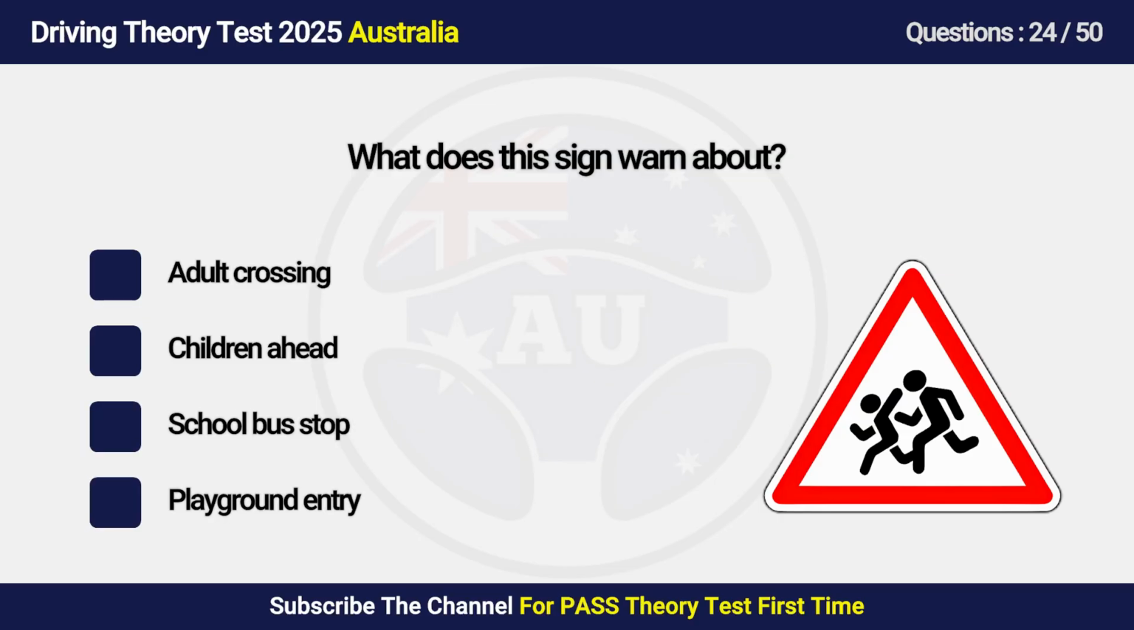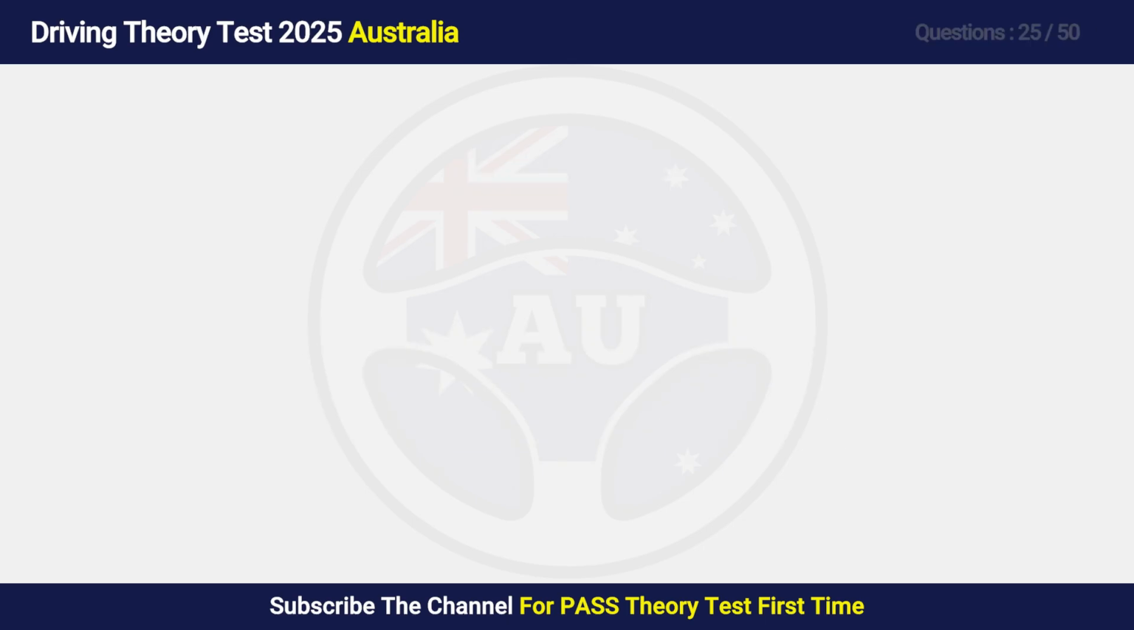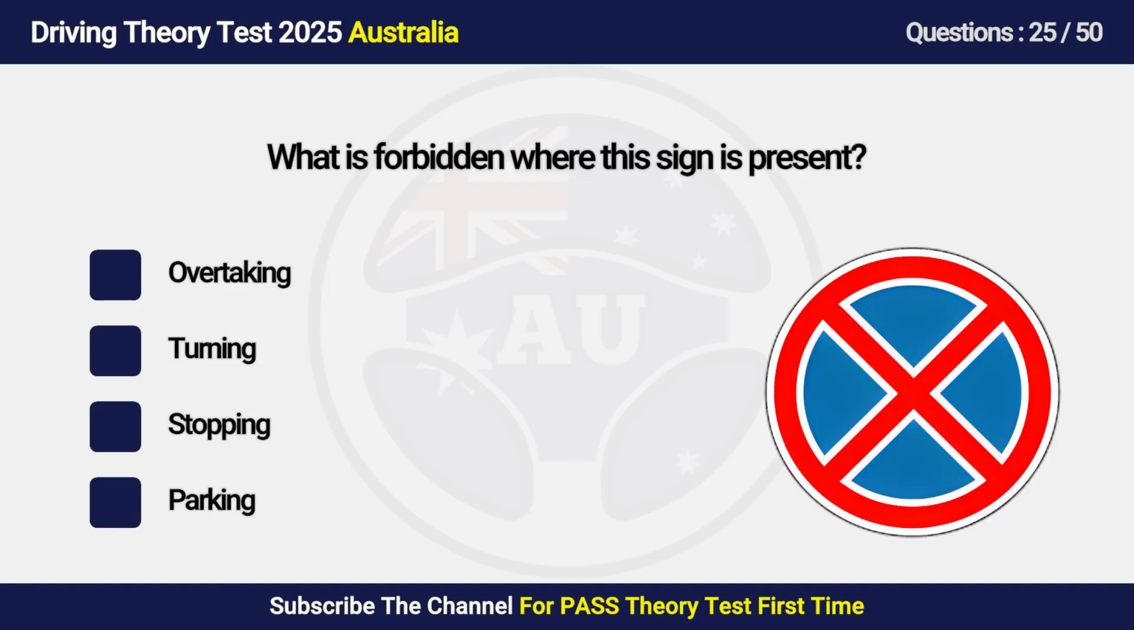A. Adult crossing. B. Children ahead. C. School bus stop. D. Playground entry. Answer is B. Children ahead. This sign warns drivers that children may be present or crossing the road ahead, typically near schools or playgrounds. Drive with extreme caution and reduce speed. Question 25. What is forbidden where this sign is present?